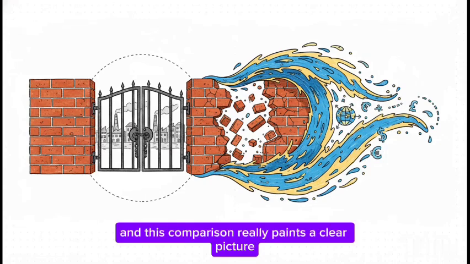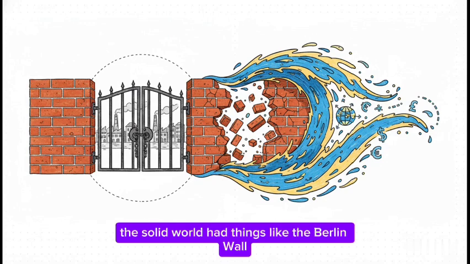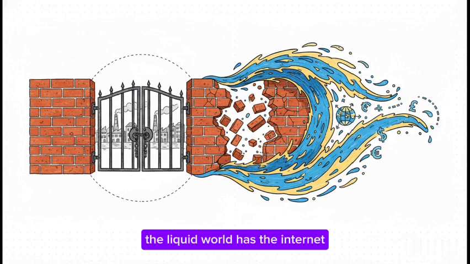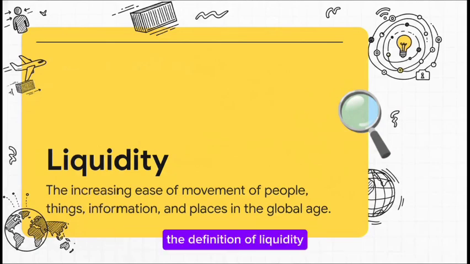And this comparison really paints a clear picture, doesn't it? The solid world had things like the Berlin Wall, really fixed borders, and local production. The liquid world has the internet, global finance that zips around the planet, and borders that are way more porous. You can just see how the fundamental state of things has shifted from being fixed and contained to being mobile and, well, free-flowing.